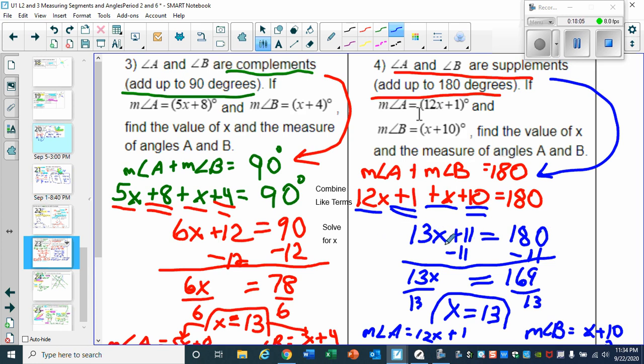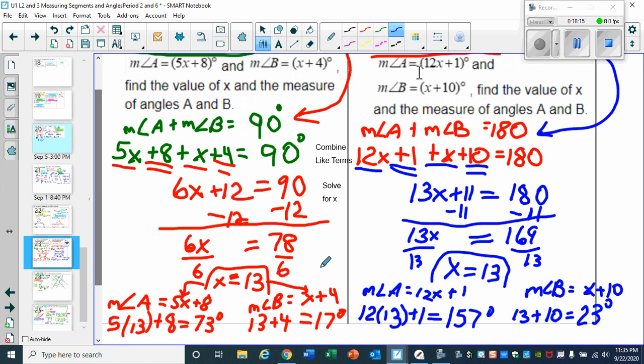Solve for x. Subtract 11 on both sides. 13x equals 169. Divide both sides by 13. And again, x is 13. So when you plug it in, you solve for A. 12 times 13 is 156, and then plus 1, 157. And then here, 13 plus 10, 23. So you have your measure of angle A, measure of angle B.